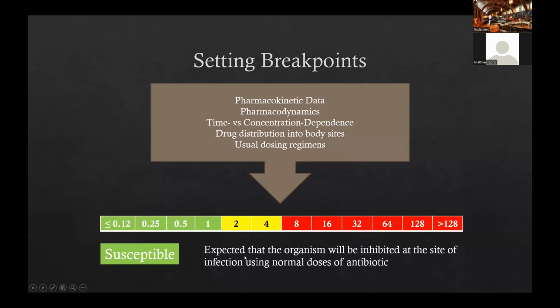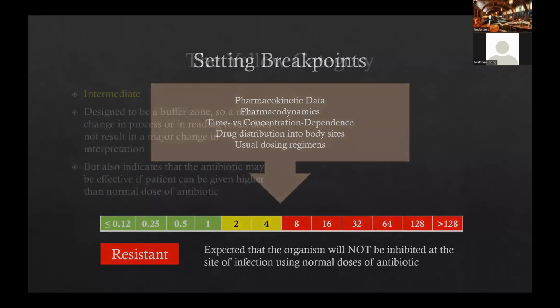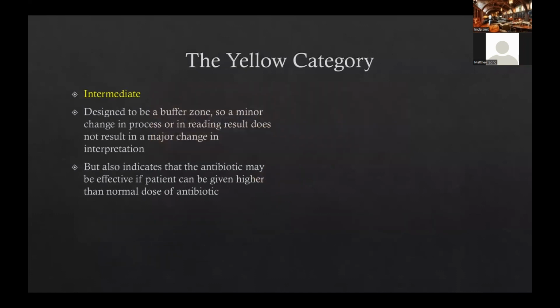All right. Like I said, all that pharmacokinetic data and all that other stuff depends on exactly what you need to achieve at that site. But we're going to say if you're 1 or less, you should be susceptible. The drug should be effective. Red, if it's 8 or higher, it's resistant. Then we expect that the organism will not be inhibited at the site of infection using normal doses. Those are simple. That leads us to the yellow category.